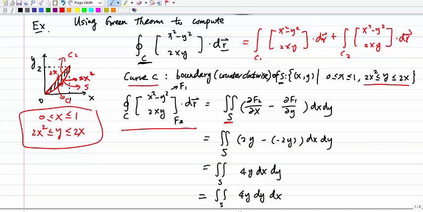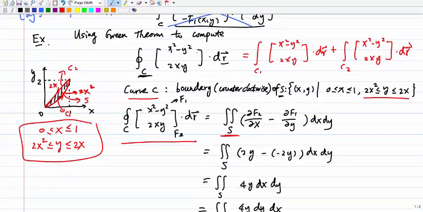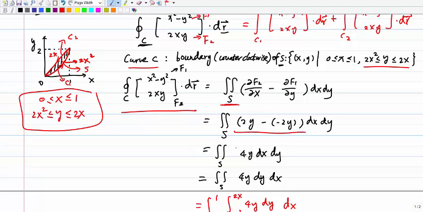So the integral is the double integral of partial f2 over partial x minus partial f1 over partial y over the region S. If we go back, this is f1 and this is f2. f2 is 2xy, so partial of 2xy over partial x gives 2y. f1 is x squared minus y squared, so its partial with respect to y is minus 2y. So what I get is the integral of 4y dx dy.